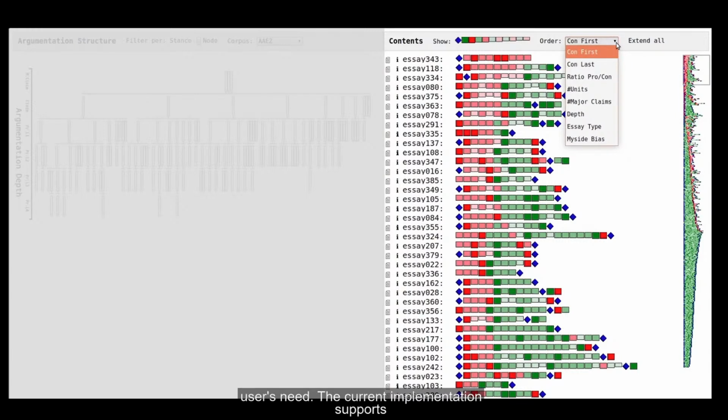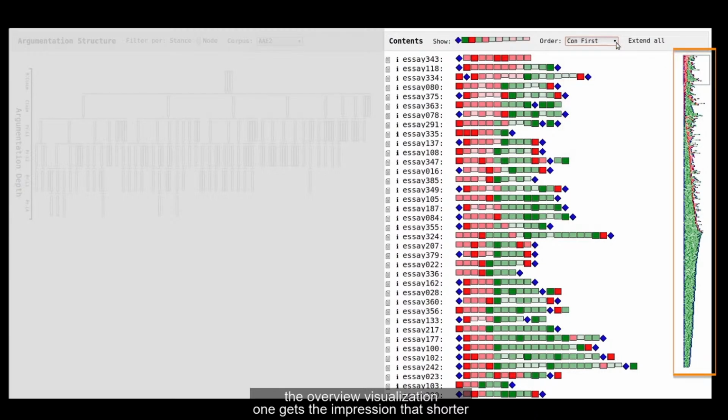The current implementation supports 8 different sorting orders that have been suggested by our experts. The most important of which are the positioning of pro and con units, the ratio of pro and con units, and the number of units overall.